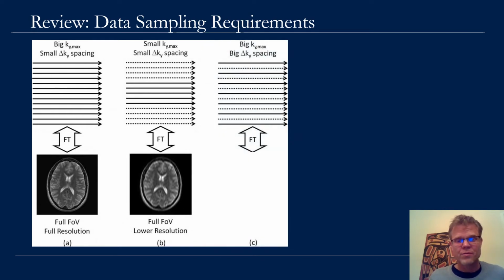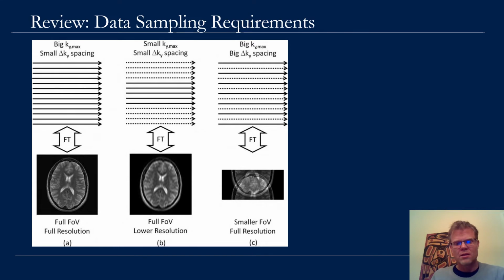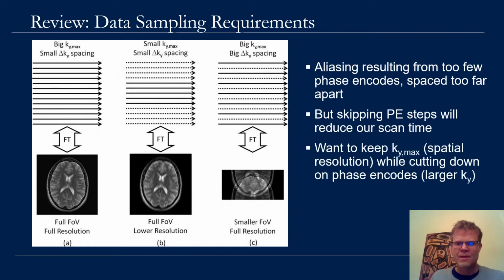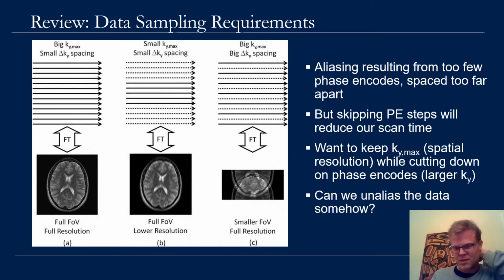The other option for throwing out phase encoding lines is to increase the spacing between the phase encoding lines. Now we do maintain the spatial resolution, but our field of view takes a hit. With a smaller field of view, as in this example, this can lead to aliasing. So how can we reconcile this? How can we keep this big k-y max, which gives us our spatial resolution, but cut down on our number of phase encodes?